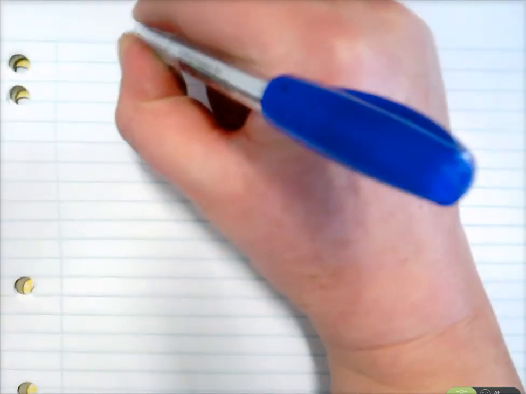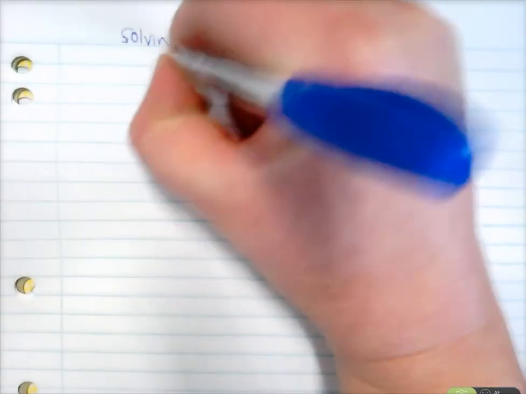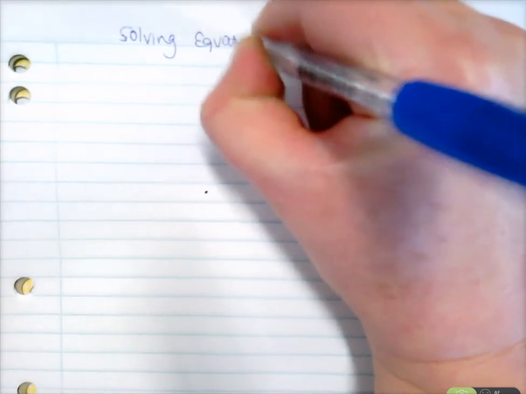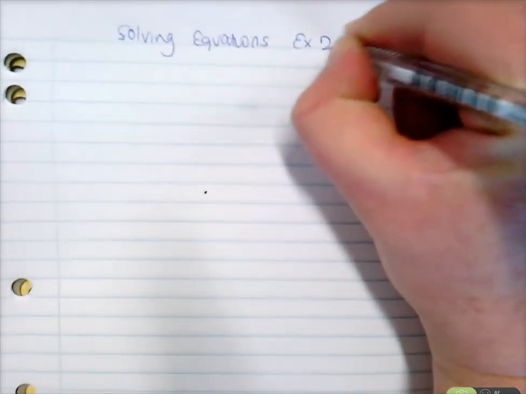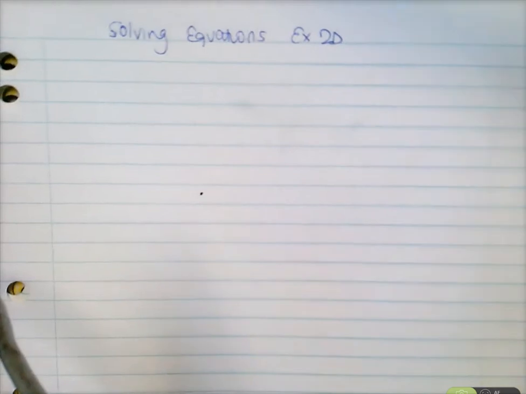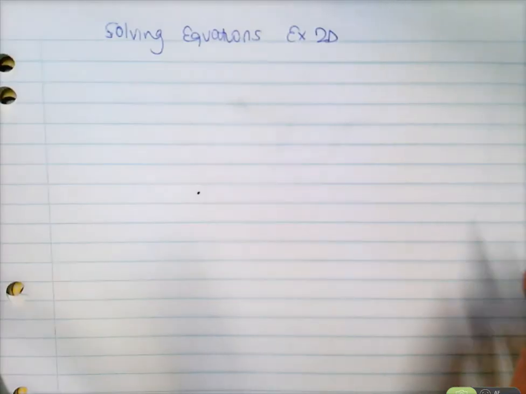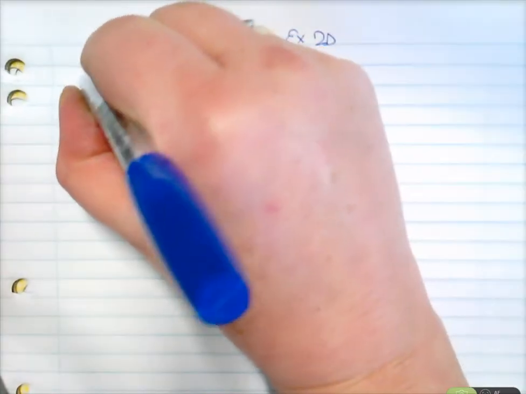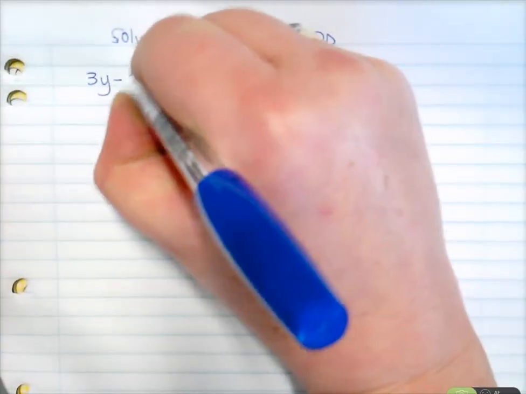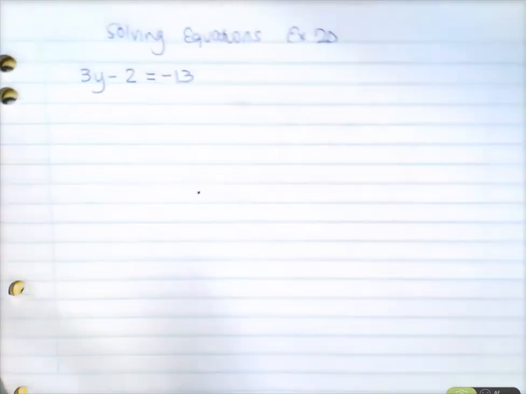Okay, we're solving equations and we're looking at exercise 2D from your textbook. Now, I want to make sure that you're solving these equations correctly. We're just going to start off with an example: 3y minus 2 equals negative 13.